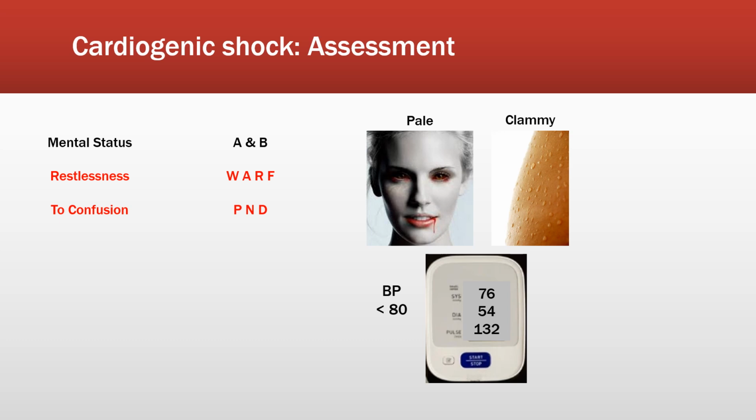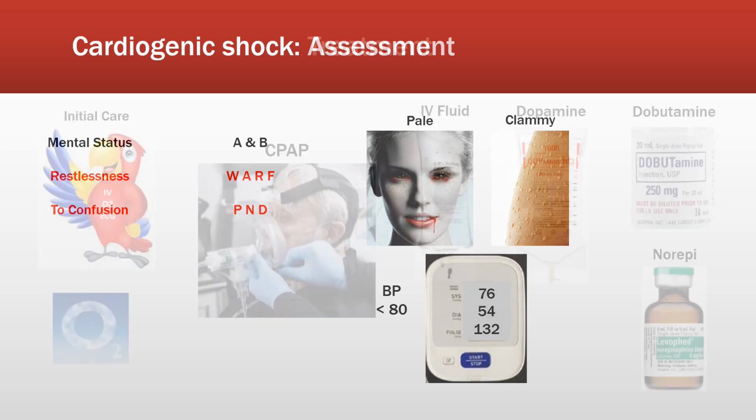Get that blood pressure. Don't be surprised if they have tachycardia or some type of atrial dysrhythmias, because, well, your ventricles aren't working too well. And that BP of systolic less than 80. They are pale, cool, diaphoretic. Look for those signs and symptoms.